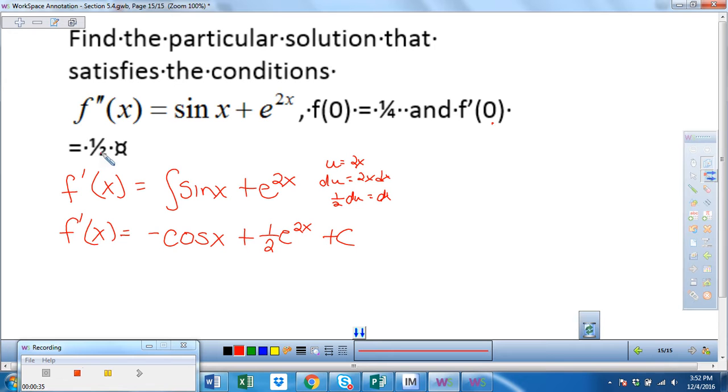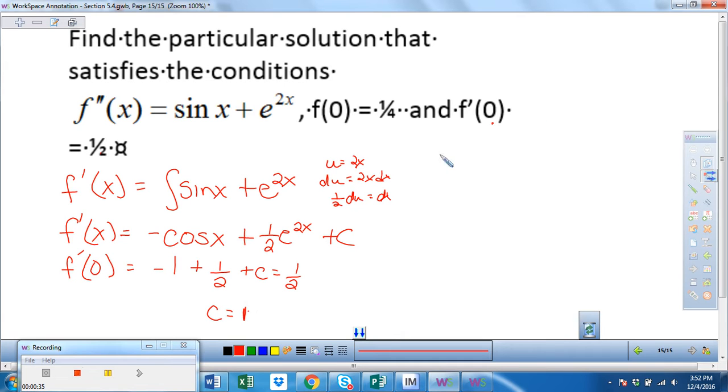and I am told f of 0 is a fourth, and f prime of 0 is 1/2. So putting in 0 for my x's, I get f prime of 0 is equal to negative 1 plus e to the 0 times a half. E to the 0 is 1 times a half plus c, and that's equal to a half. So that gives me c is equal to positive 1. C is equal to 1.